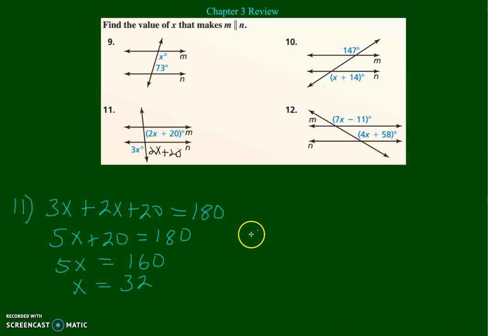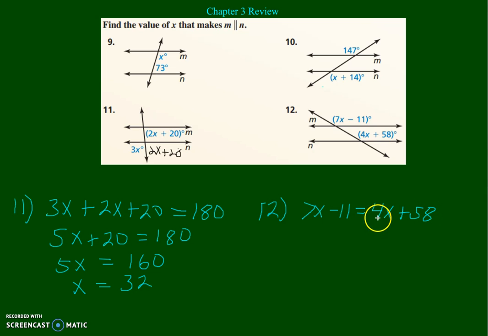And now on to problem 12. Problem 12 is a little bit more straightforward. That's all we have is two corresponding angles. So the corresponding angles converse says if two lines are cut by a transversal so that the corresponding angles are congruent, then the lines are parallel. So this measure is equal to this measure. So for 12, 7x minus 11 equals 4x plus 58.